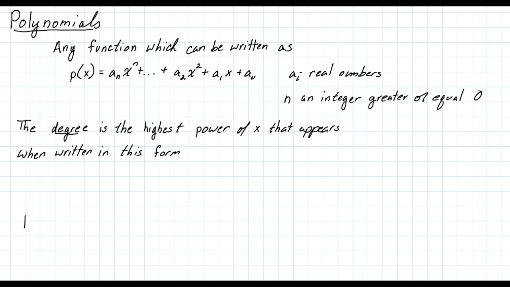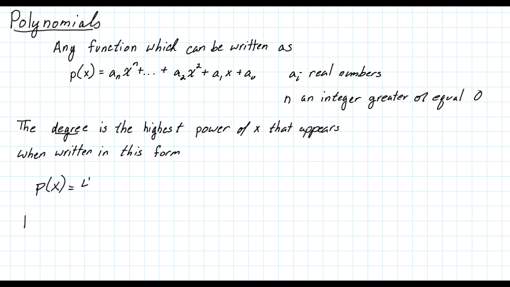Now, the degree of the polynomial is the highest power of x that appears when it's written in this form. So we may have to do a little bit of work to get it in this form, but once we have it in this form, we can just look for the highest power of x. So now let's do an example.